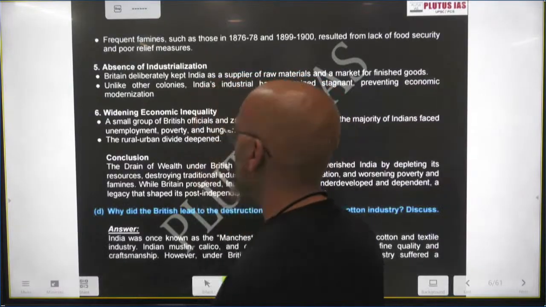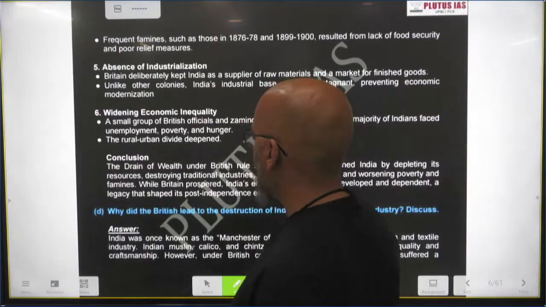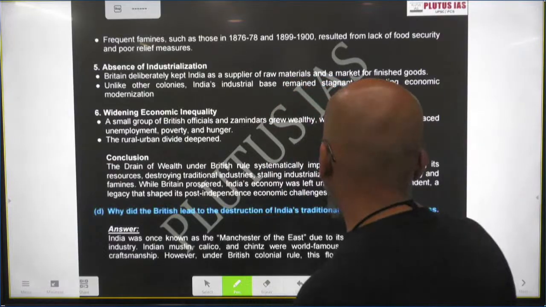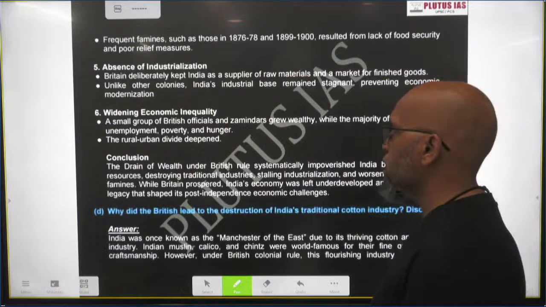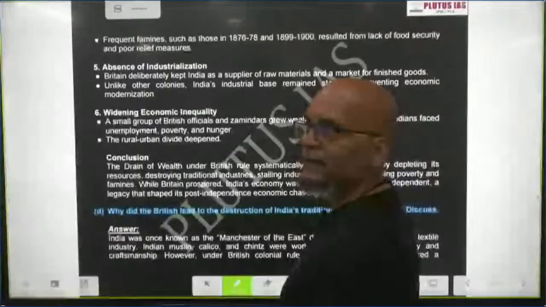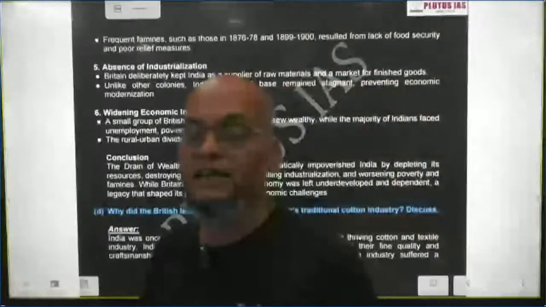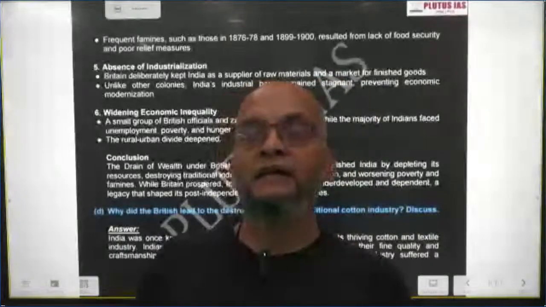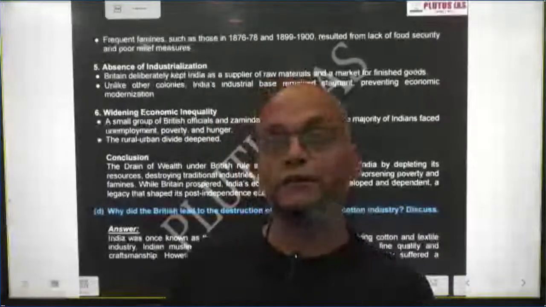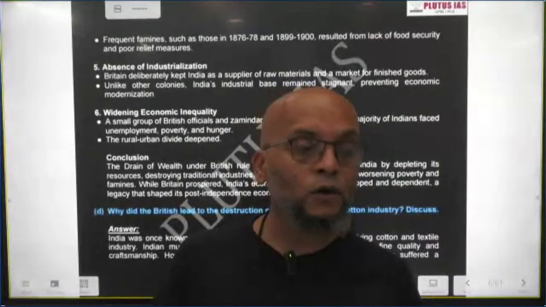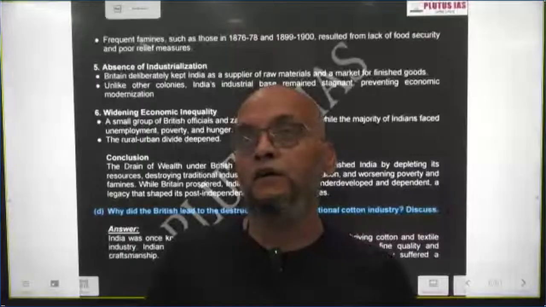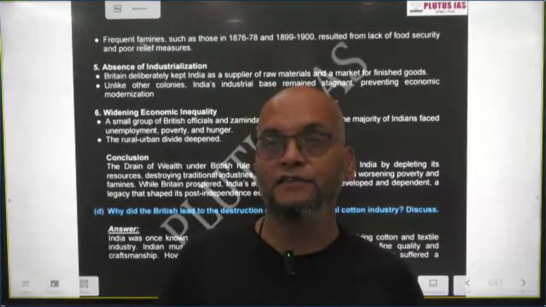Then, absence of industrialization. Britain deliberately kept India as a supplier of raw material and a market for finished goods. Unlike other colonies, India's industrial base remained stagnant, preventing economic modernization. This was deliberately done by Britishers. They curbed our industries, they tried to ruin our industries, and they ruined it. Okay, and other colonies had some industrial base in comparison to India. India was rendered baseless as far as industrialization is concerned.